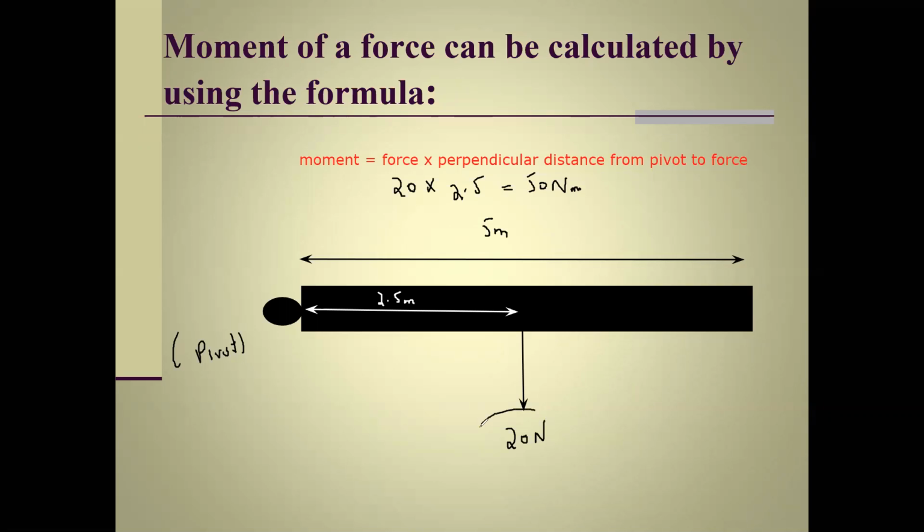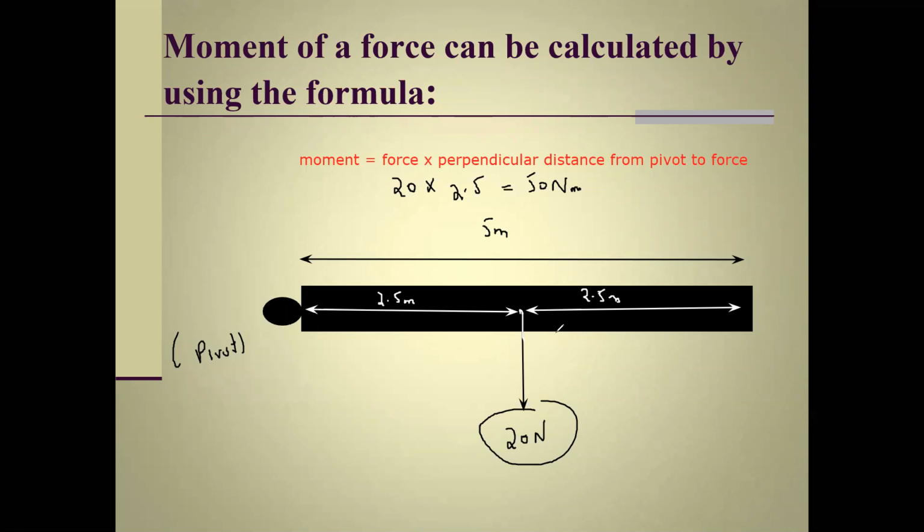Because the weight of an object is acting at the center. If total length is 5 meters, then half of the length will be 2.5 meters. But which distance do we take? We always take a distance from the pivot to the force. So force is applied from this point. So the distance between the force and the pivot is 2.5, not 5. That's why we are taking 2.5.